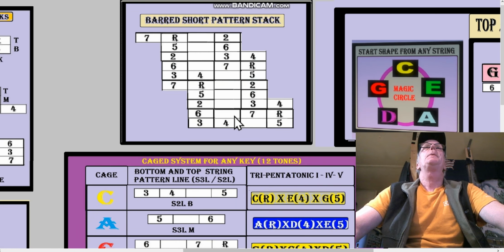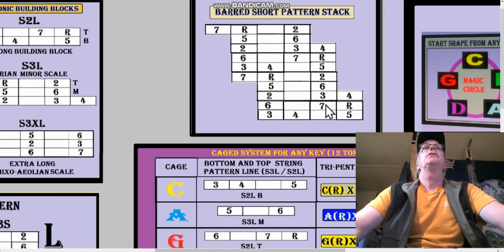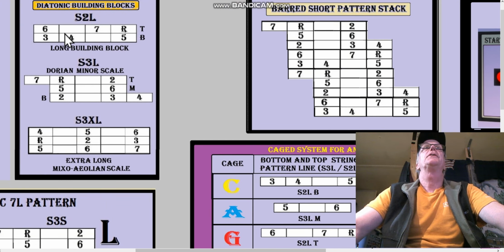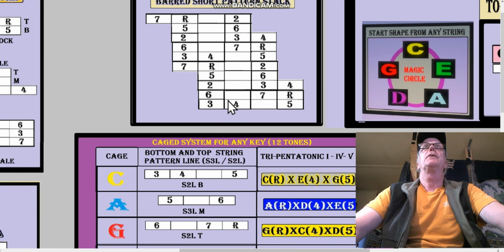Because if you look at the patterns, now let's get both the patterns on here. So we've got our S2L and our S3L. Let's say we're starting down here on the 3. So we're going to start on 3, 4, 5. 3 goes to the 6, goes to the 2, goes to the 5, goes to the root. So now we need our magic circle. The 3 is the C because E becomes the third of C.